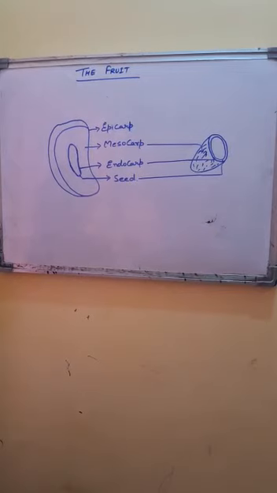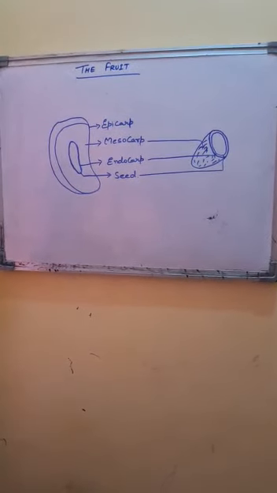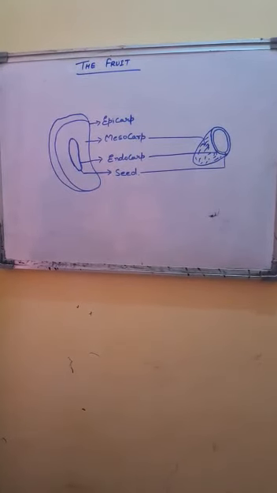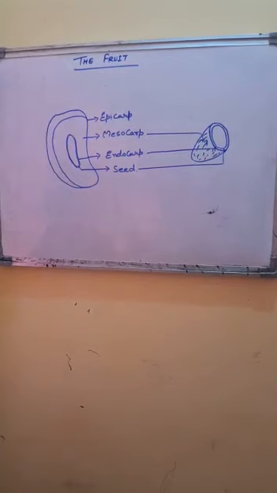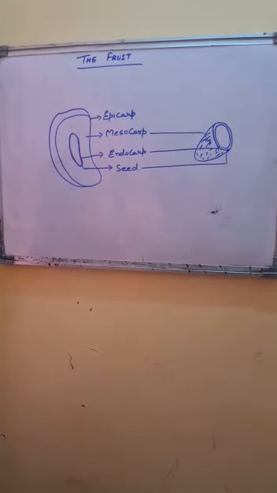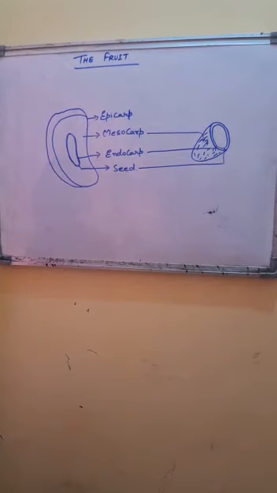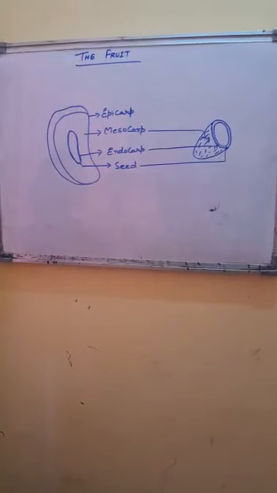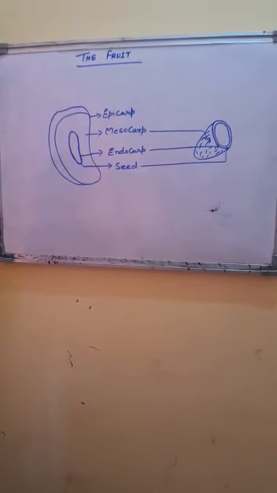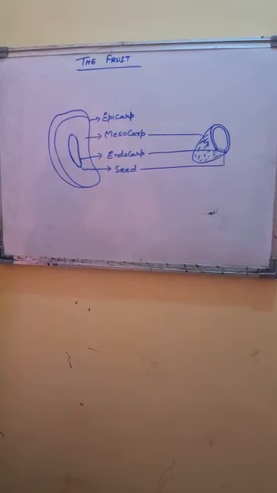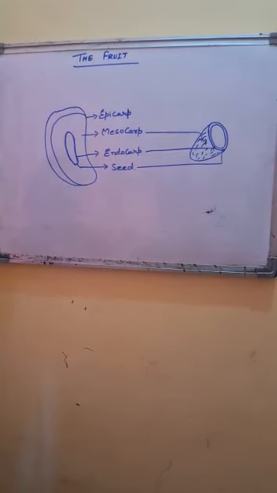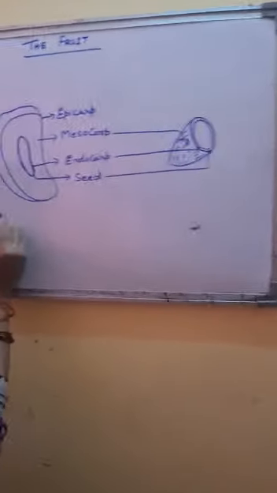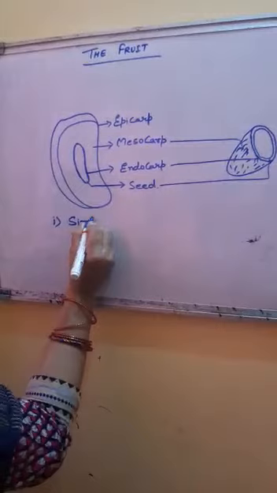Now let's study in brief about types of fruit. Fruits are mainly of three types. Fruits can be divided into three types depending upon the gynoecium, which type of gynoecium, which type of ovary was present in the flower which developed as fruit. On that basis, fruits can be divided into three types. The very first type of fruit is called simple fruit.